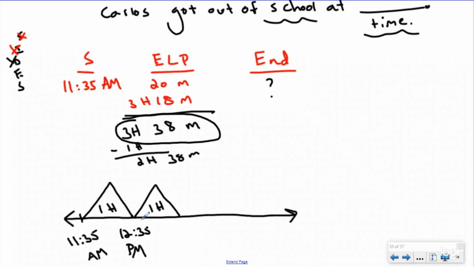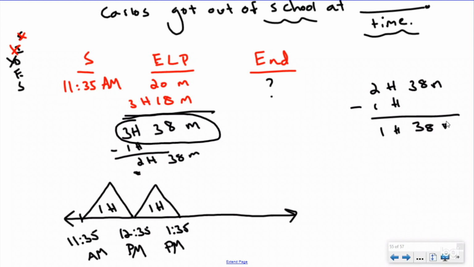So you have to picture a clock as you do this. When you pass over 12, you reset back to 1. So now it's going to be 1:35, and I'm still PM because I haven't crossed over 12 again. Let me write this over here because I'm running out of room, and I want to make sure I'm being neat. Again, I recommend doing this part on another piece of paper. So now I'm getting rid of another hour, which leaves me with 1 hour and 38 minutes left.